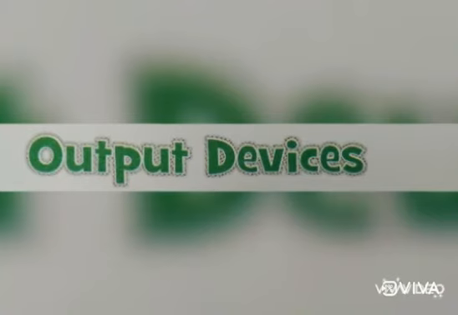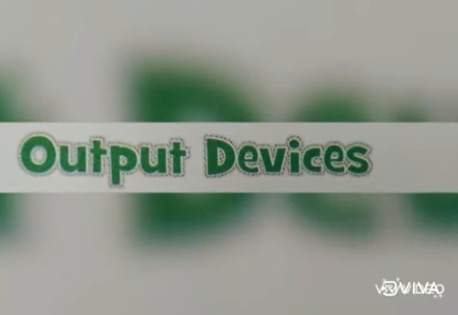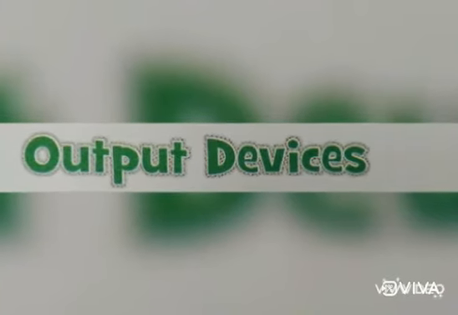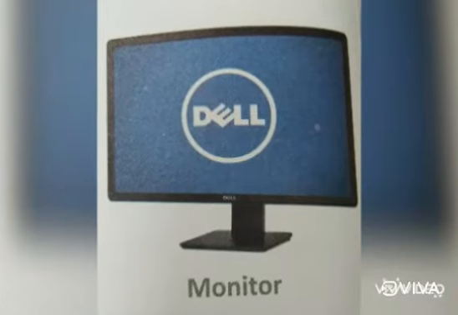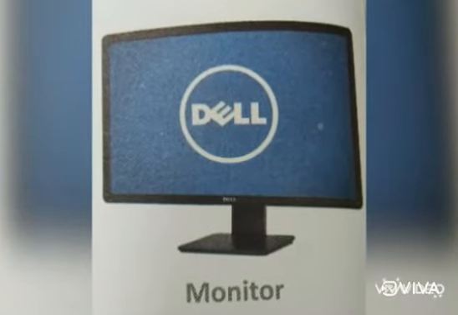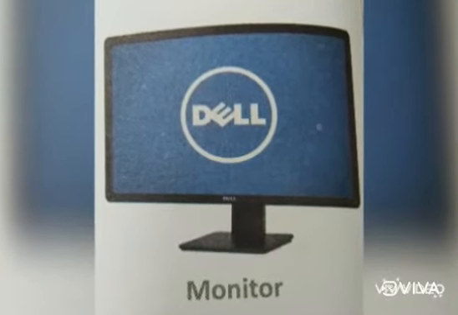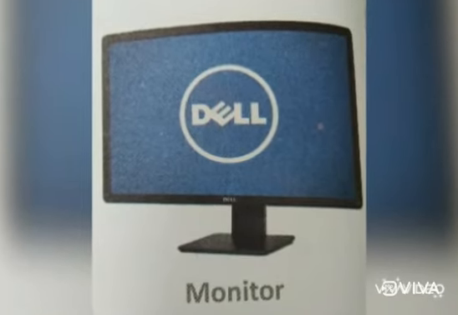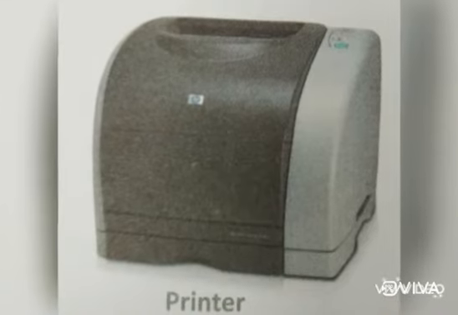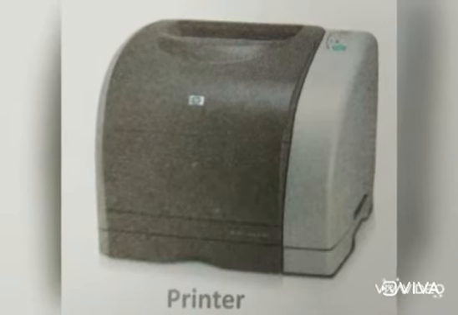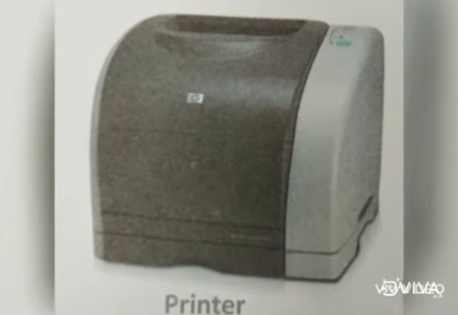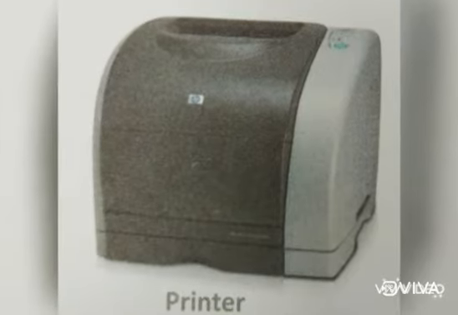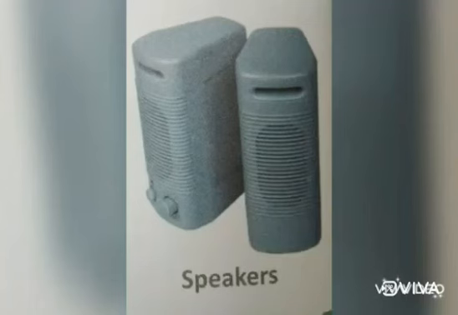Some commonly used output devices are monitor, printer, and speakers. A monitor is an output device which is used to display the results on its screen. It's also known as a visual display unit. A printer is an output device which is used to get output on paper.